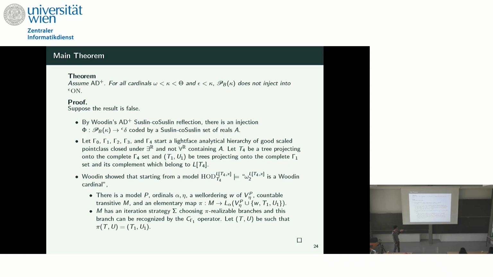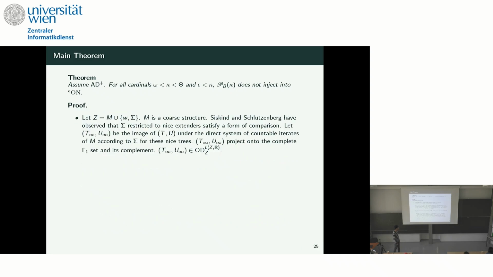actually recognize this branch using this C gamma 1 function, the collection of sets which are delta 1 and some countable ordinal. And let T and U be something so that pi TU is mapped onto T1 U1. So the Z that we want, the natural Z that we want, will be M union the well ordering with the iteration strategy. So this thing is a core structure, but I guess Benny and Farmer observed that if you restrict the iteration strategy to nice extenders, you can do some form of comparison.